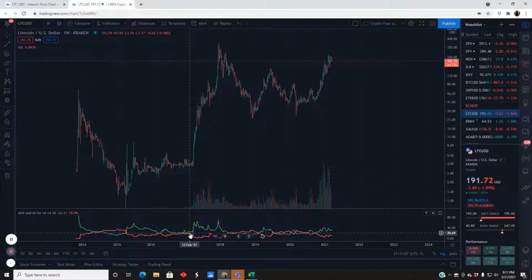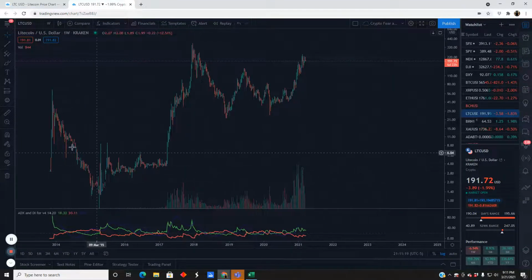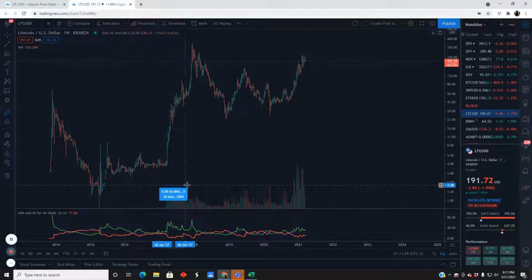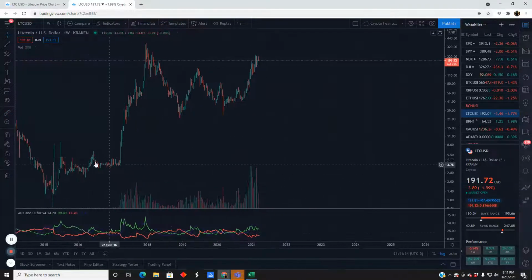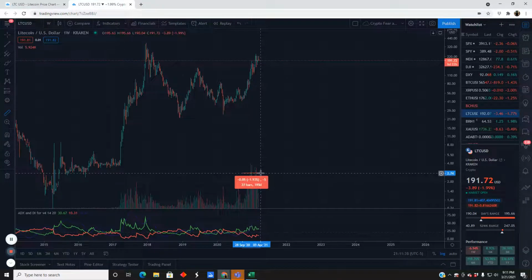So weekly, once we started the bull market, we never really crossed again until we were here. So we stayed open for, let's see how many candles that was, how many weeks. We opened right here, and then we closed here. So we had 60 weeks. And where are we at now? 25 weeks, so 60 weeks.